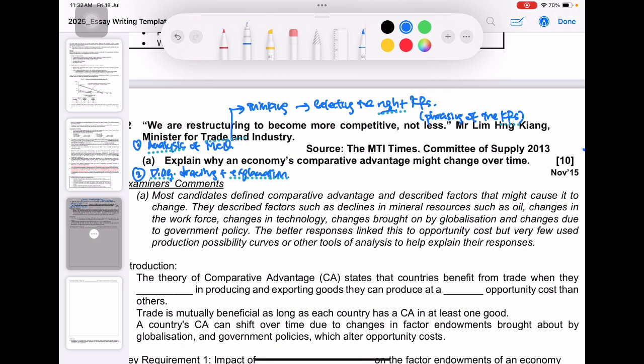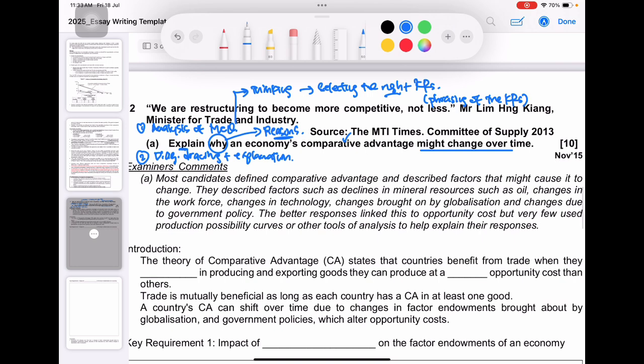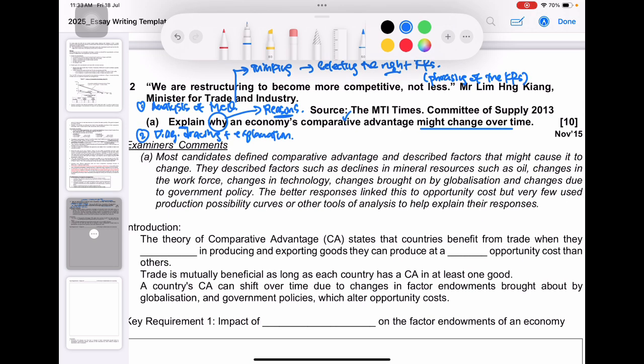For this question, the question is asking for why. So I know that many of you will focus on explain, but why here is coming out with the reasons. Okay, they want to know 2 reasons for why the comparative advantage changes. I think the definition you should know, and it might change over time because comparative advantage is dynamic as the country actually progresses. Okay, so before we look at the answer, let me highlight the examiner comment to you.